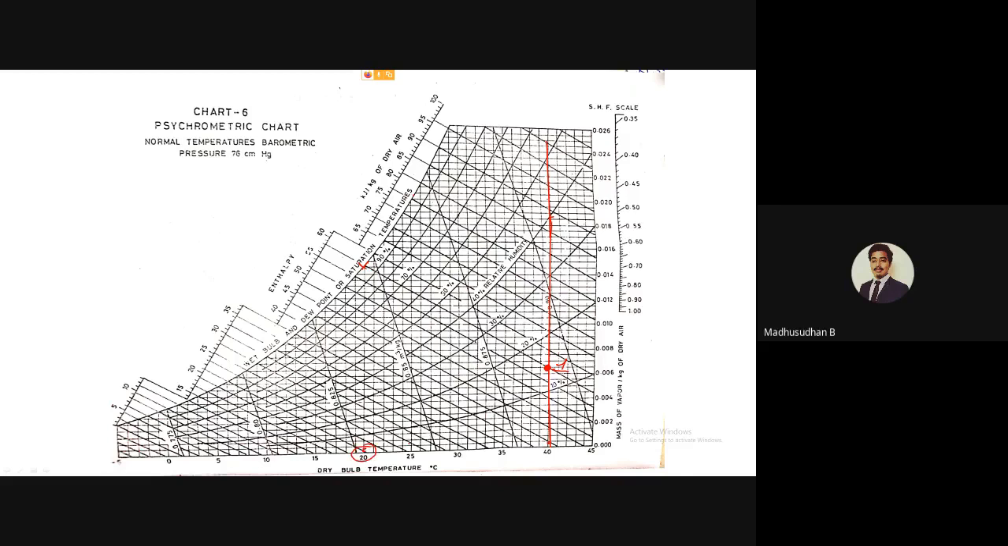Just trace a line like this. Now, what is the RH value given? 60% RH. Where is 60%? So 40 is here. 60 would be somewhere here in the middle of this, correct? So this particular point is your state 2, or final state, you can call it as state 3. It is just notation. Okay, so this particular point is your state 3.